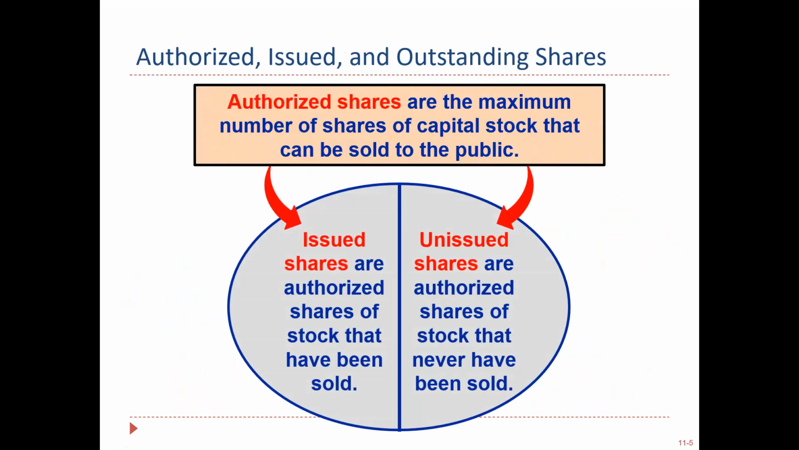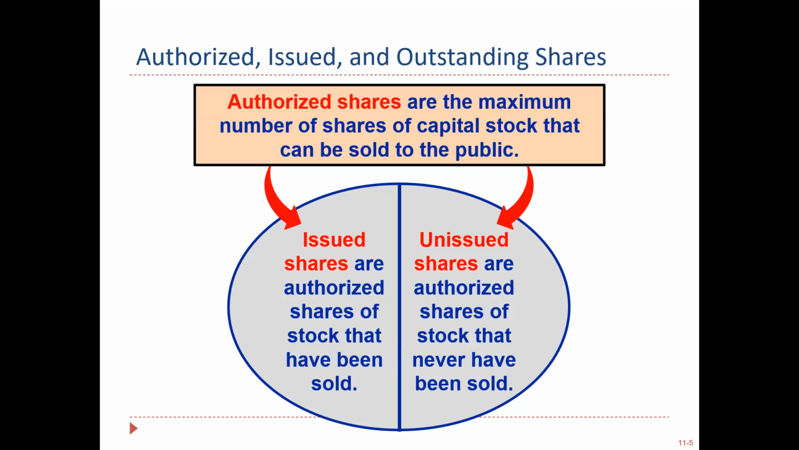Authorized shares, issued shares, and outstanding shares. These are terms we must know very clearly, so let's start looking at them. Authorized shares are the maximum number of shares of a stock that can be sold to the public. A company decides it wants to raise millions and millions of dollars by issuing stock.